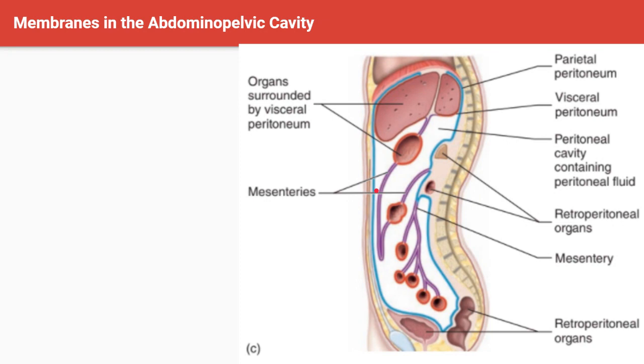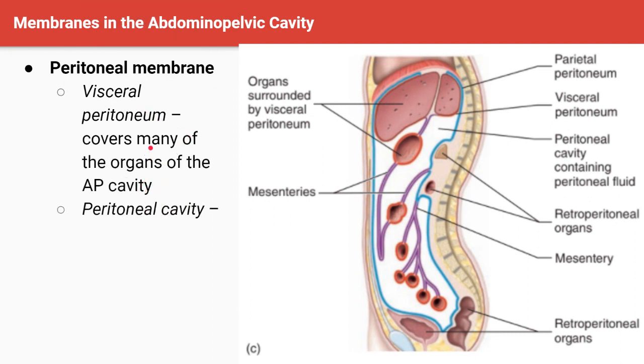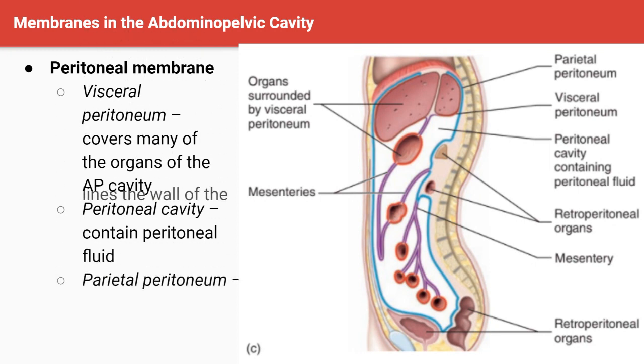Abdominopelvic cavity. Now we're going to see some new vocabulary here. We see something called the peritoneal membrane. This is specific to the abdominopelvic cavity. The peritoneal membrane are all the membranes within this abdominopelvic cavity, anything within the abdomen or the lower pelvic cavity down below. So again, thinking of the vocabulary, visceral meaning surrounding organs. The visceral peritoneum covers all of the organs within the cavity. I have a peritoneal cavity, which we'll come back to. And then I have a parietal peritoneum.